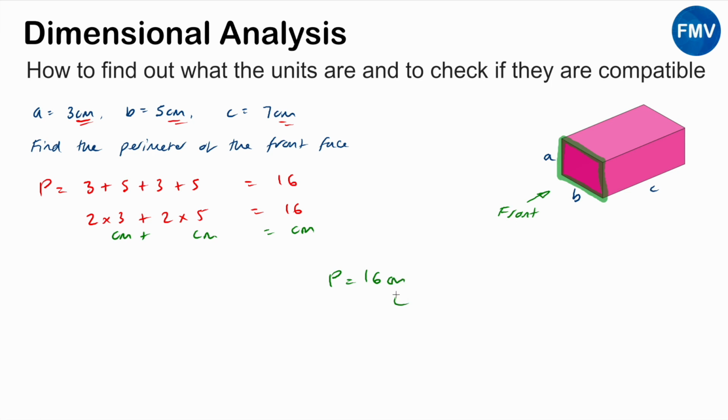So that we know is just length. Don't forget, anything to the power of 1 we don't show. So that's centimetres to the power of 1. We don't tend to show that. Centimetres length is said to have 1 dimension.